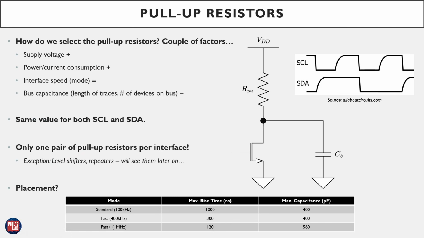Oftentimes we can ballpark the value of a pull-up resistor for an I2C line, especially if we're just talking, for example, to an EEPROM. We're doing fairly infrequent writes and reads and at very low speeds and low bandwidths. Then we might have typical values you might have seen for a 5-volt system. We might just use a 10K pull-up, or for a 3.3 volt system, we might use a 2.2K pull-up.